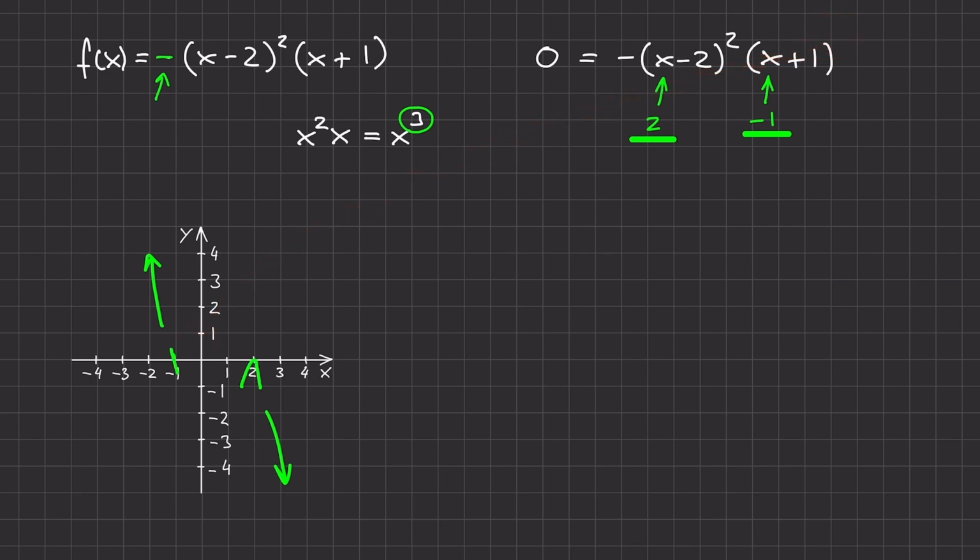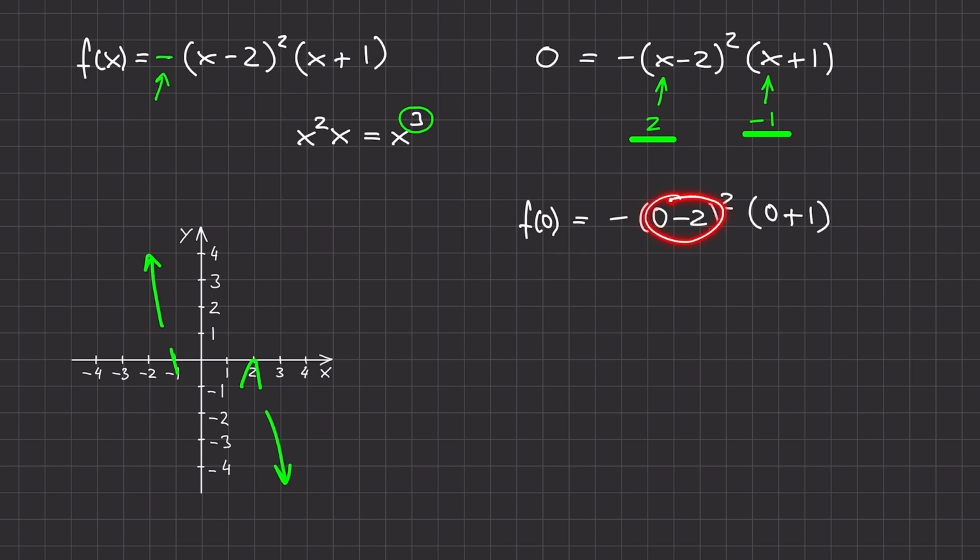Let's find out where the graph crosses the y-axis, because this is very simple to find another point of the graph. Recall that the x-coordinate of a graph which crosses the y-axis is 0. So let's plug in 0 for x. F of 0 equals the negative of 0 minus 2 in parentheses squared times 0 plus 1 in parentheses.